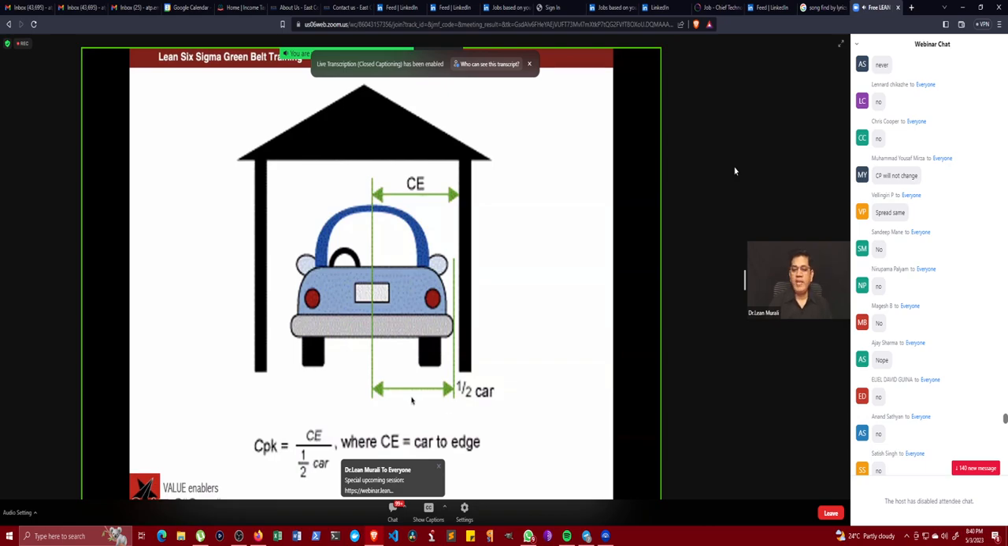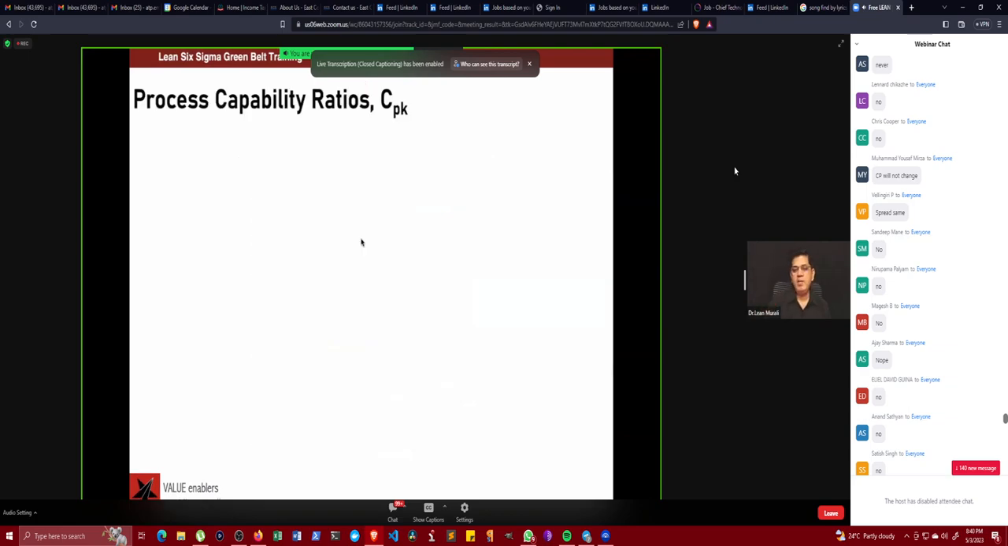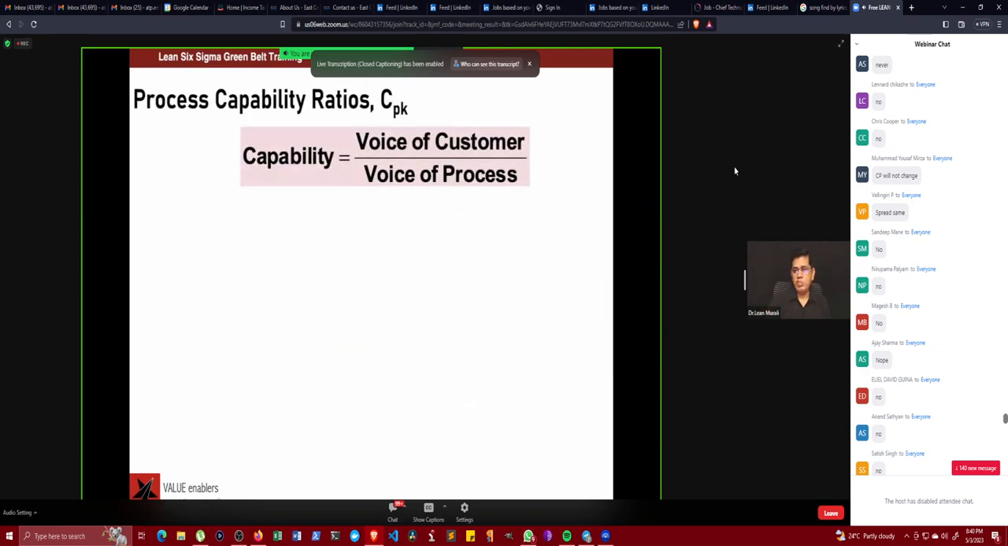Now, we'll use the same example. From the center line, he has to come. The car's midpoint should always come to the center line. That is the ideal way of parking. Similarly, when we see the process, we not only see the voice of the customer versus the voice of the process.